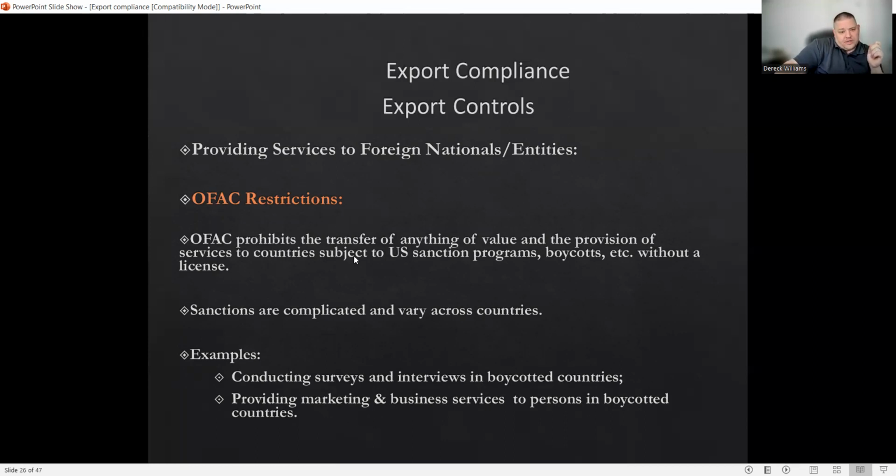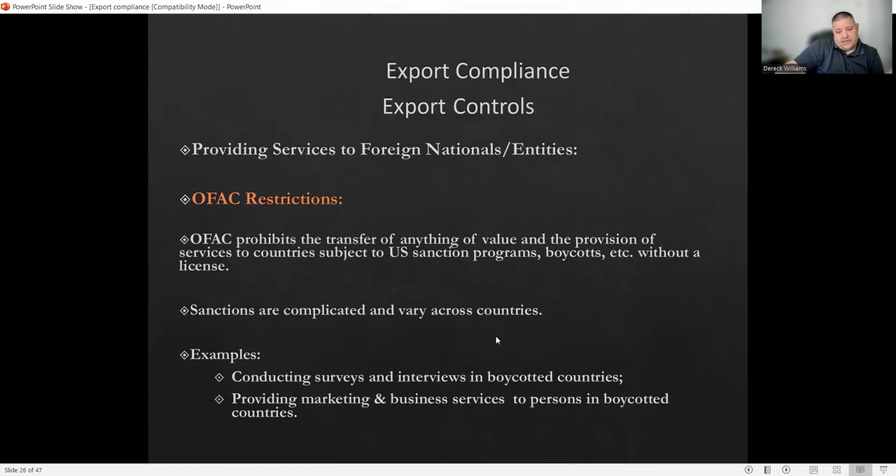OFAC restrictions prohibit the transfer of anything of value and the provision of services to countries subject to U.S. sanctions, boycotts, etc., without a license. For the longest time, we had trade embargoes with Cuba, and it was illegal to buy Cuban cigars. Now you can do that because the sanctions have been lifted. Right now, we've got similar sanctions with pretty much anything going to Russia, given the current conflict, and OFAC is going to control that.